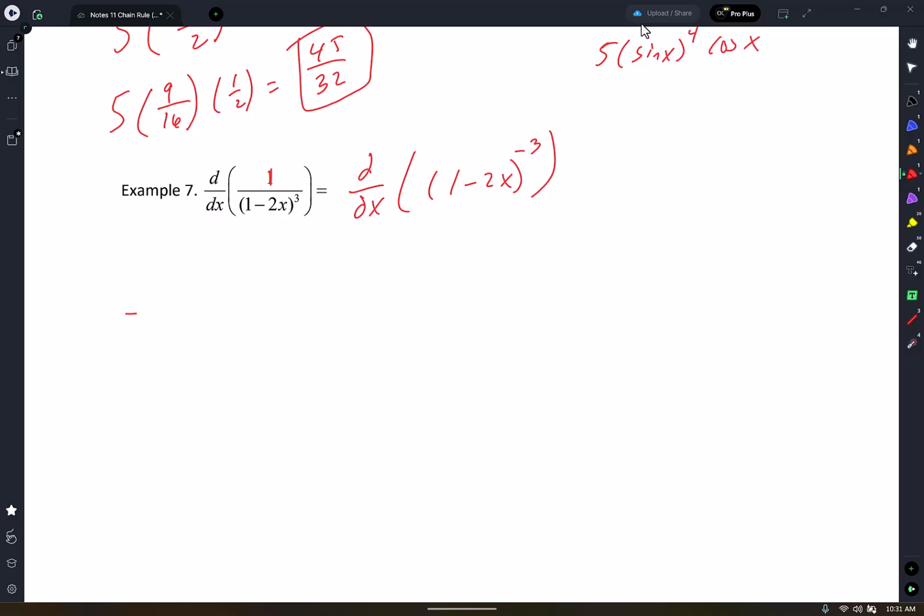Here we go. Equals. Now I'm taking a derivative, so I'm no longer going to write d dx. What do I do first? The -3. Leave the inside alone. What power? -4. Am I done? No. What's the derivative of that inside? -2. What's negative times a negative? Positive. So positive 6 over 1 minus 2x to the 4th power.